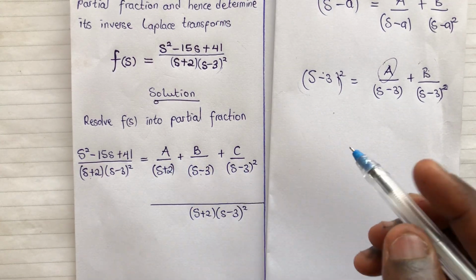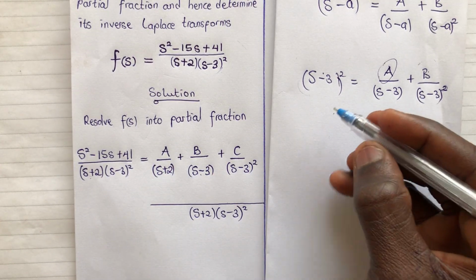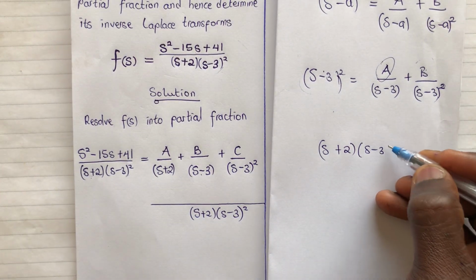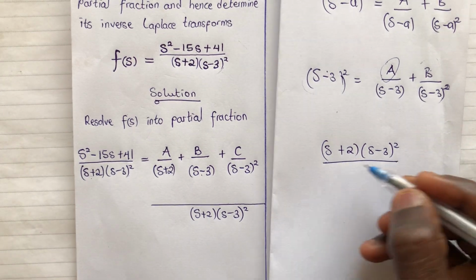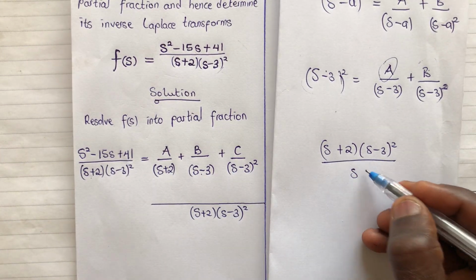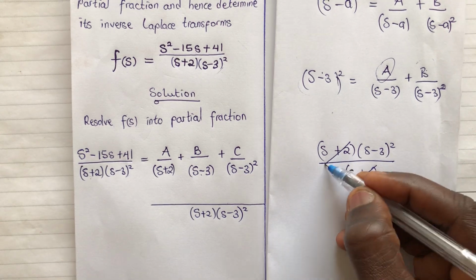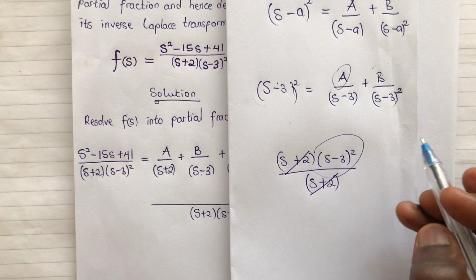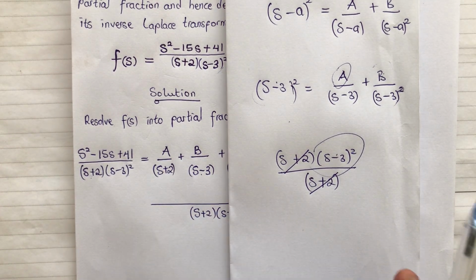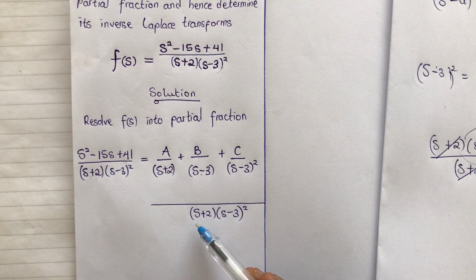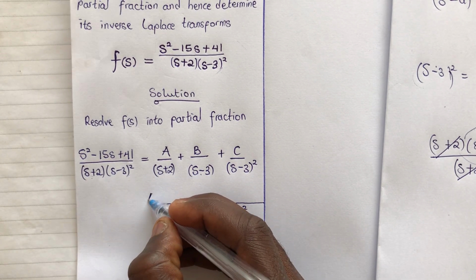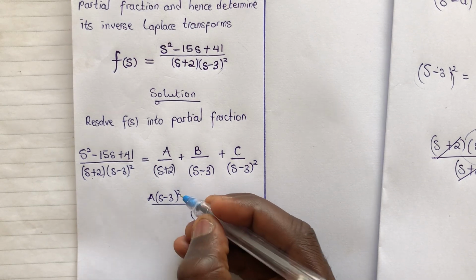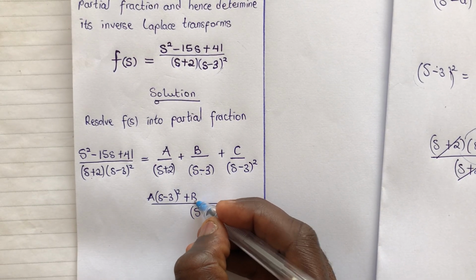If I want to work with A over s plus 2, then I'll take the LCM, s plus 2 into s minus 3 all square. I divide this result by what? S plus 2. Okay, this will cancel this. We are left with s minus 3 all square. S minus 3 all square, use it to multiply A. Okay, so this into this, they cancel. We have A multiplying s minus 3 all square, plus we have B.